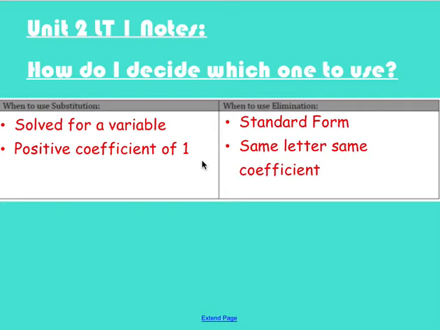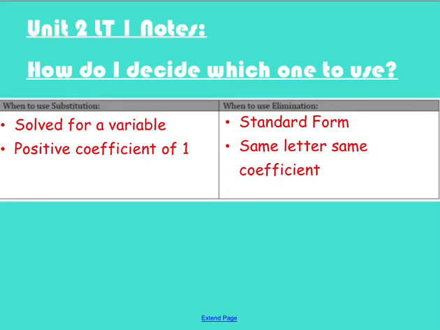First, if it's solved for a variable, or it has a positive coefficient of 1, that is a great time to use substitution. Okay, when should we use elimination? Elimination is good if it's in standard form or if it has the same letter with the same coefficient. So those are good times to use elimination.